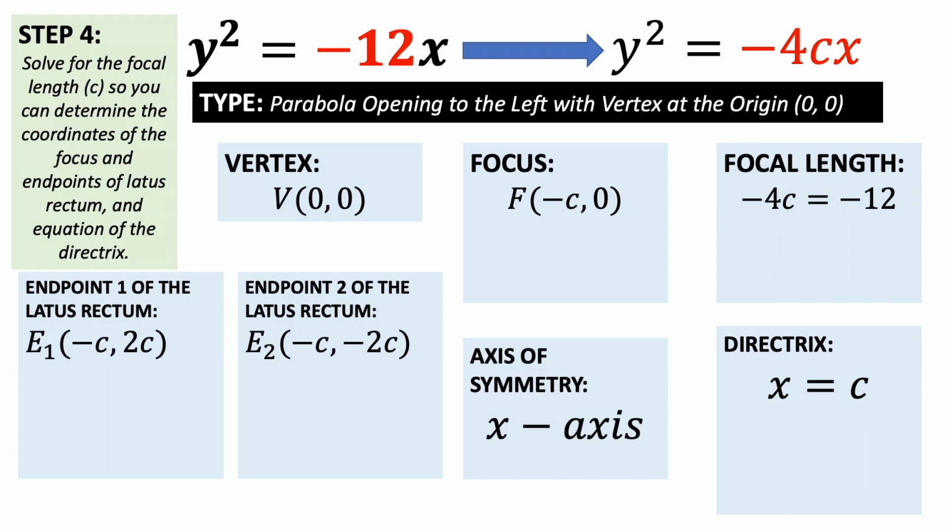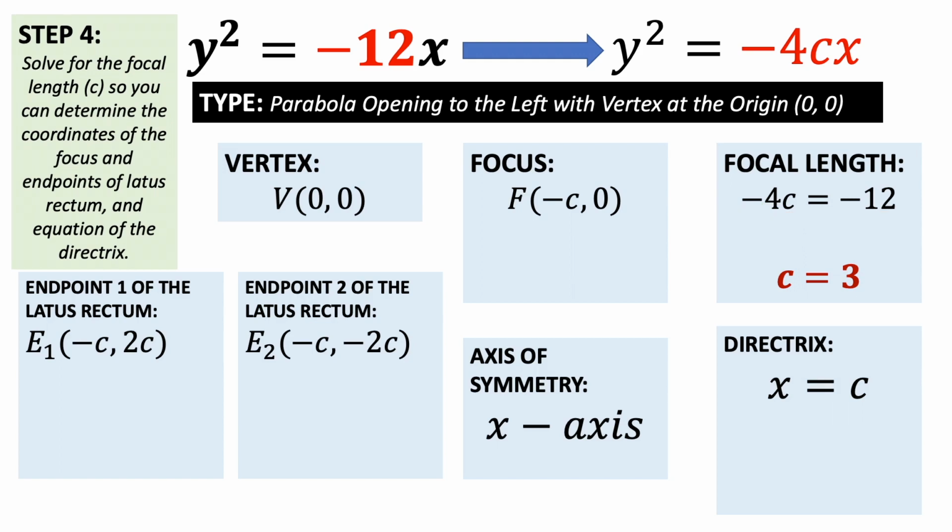We need to isolate c in the left side of our equation, hence, we need to divide both sides by negative 4. Negative 4 divided by negative 4 is c. Negative 12 divided by negative 4 is positive 3. Therefore, our focal length is 3.